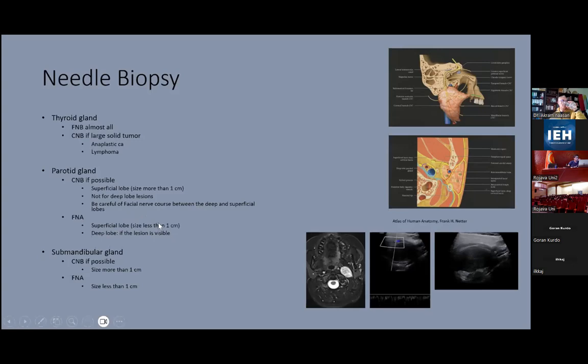For the submandibular gland, we take core needle biopsy. But if the lesion is under 1 centimeter, then you can take fine needle biopsy.